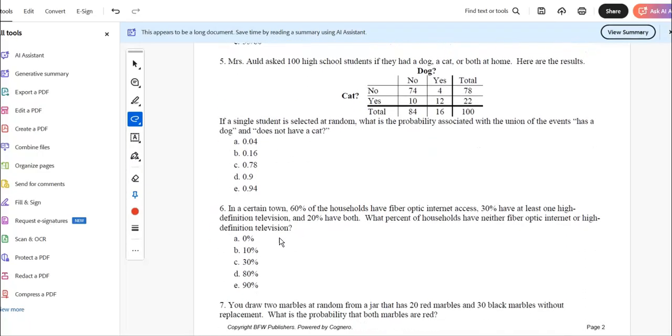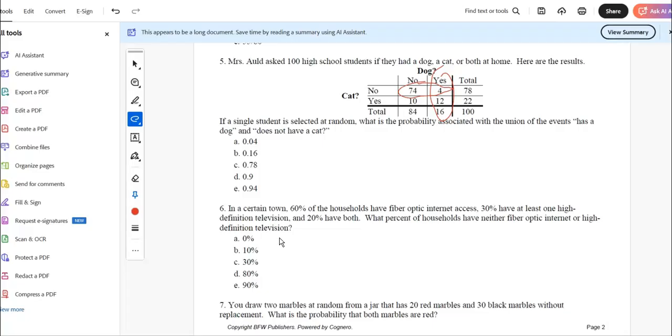This teacher had 100 high school students, if they had a dog, cat, or both at home. Here are the results. If a single student is selected at random, what is the probability of the union of the two events: has a dog and does not have a cat? So no cat is here, those folks, but has a dog is here.